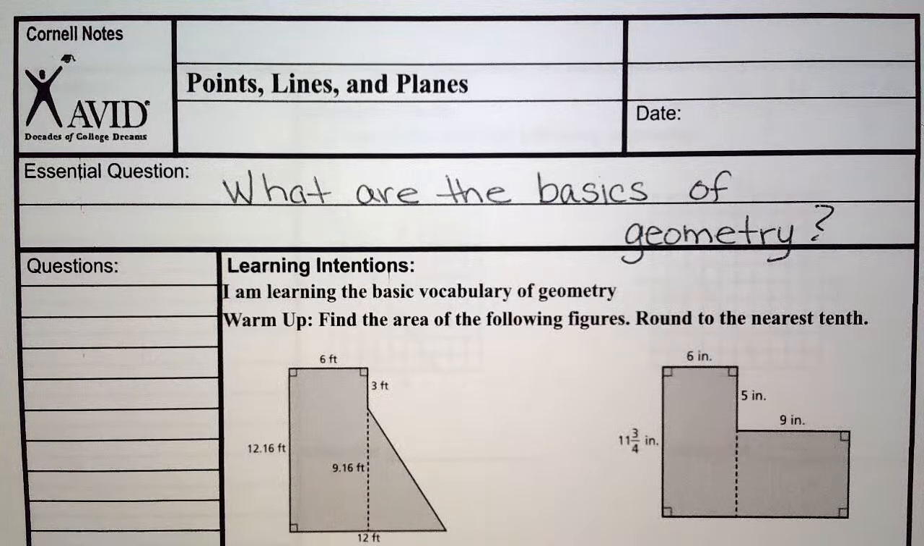Find the area of the following figures. Round to the nearest tenth. So as you're looking at this, you need to know how to find the area of a rectangle and how to find the area of a triangle. The area of a rectangle is just simply the base times the height. The area of a triangle is base times height divided by 2. Pause the video and see if you can find those two areas.